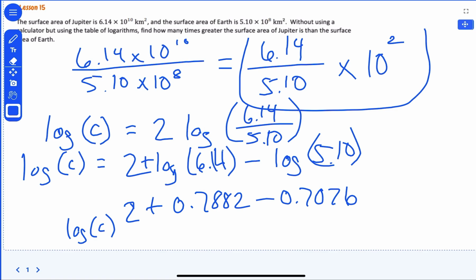If it says use the table, it'll give you like the 3 or 4 different ones, like we've been doing, where it gives you some of the tables. We'll just do that. It'll give it to you. And so when you add all of that up, you get log C equals 2.0806.